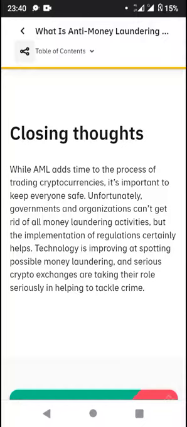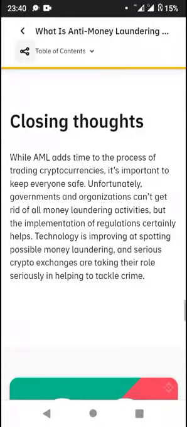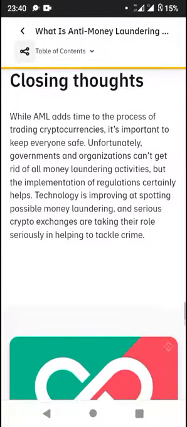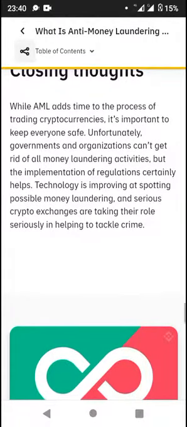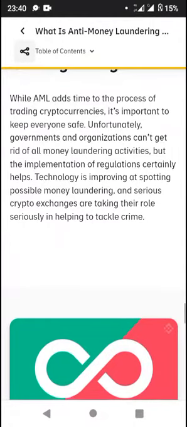Closing remarks: while AML adds time to the process of trading cryptocurrency, it's important to keep everyone safe. Fortunately, governments and organizations can't get rid of all money laundering activities, but the implementation of regulations certainly helps. The technology is improving at sorting out possible money laundering, and serious crypto exchanges are taking their role seriously in helping to tackle crime.